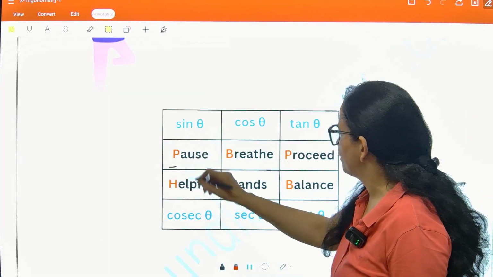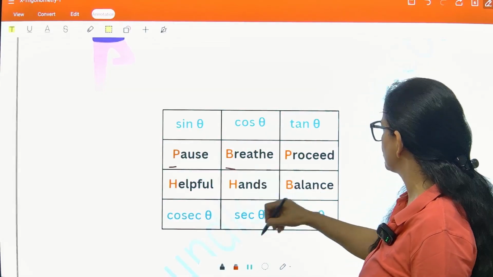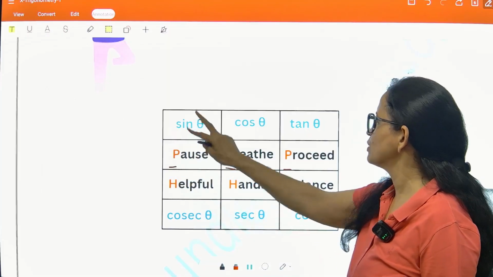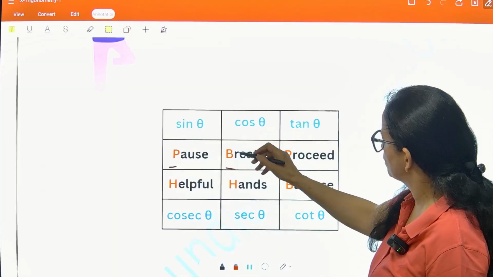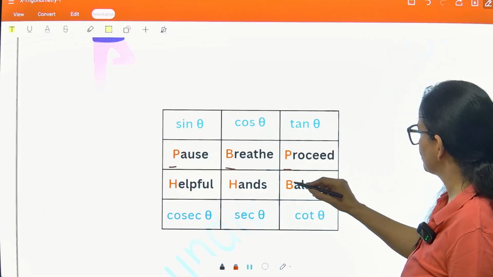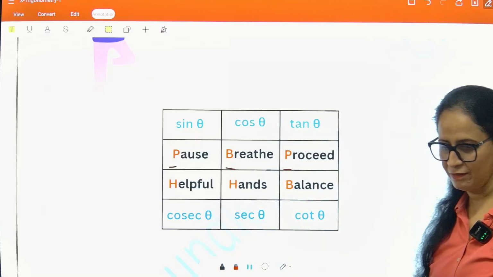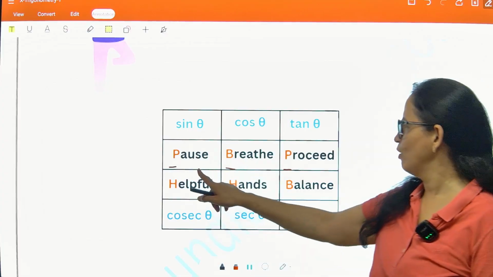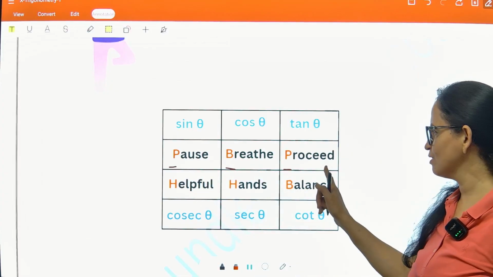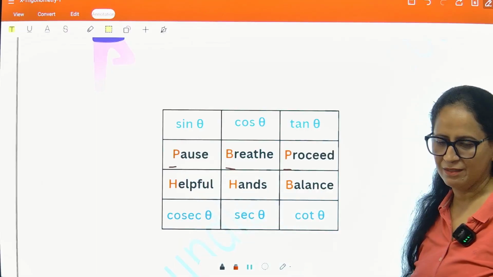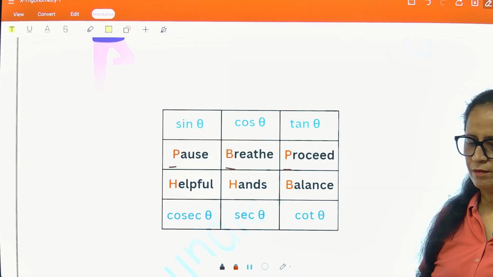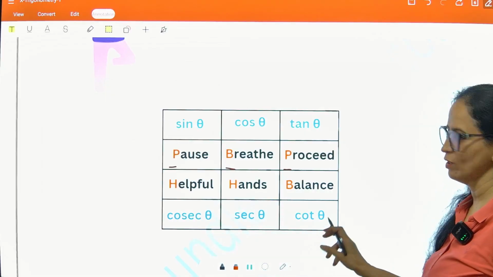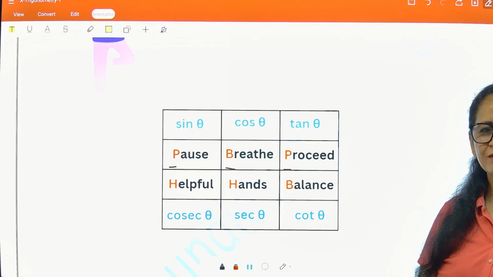Sin theta is P upon H. Cos theta is B upon H. Tan theta is P upon B. Cosec theta is H upon P, inverse of sin theta. Sec theta is H upon B, inverse of cos theta. And cot theta is B upon P, inverse of tan theta. Easy? Can you just repeat with me? Pause, breathe, proceed, helpful hands, balance. Sin theta, cos theta, tan theta, cosec theta, sec theta, cot theta. Easy to learn now? Yes?